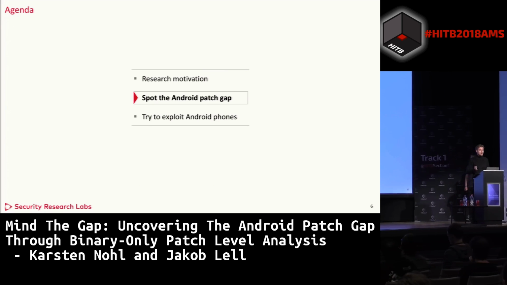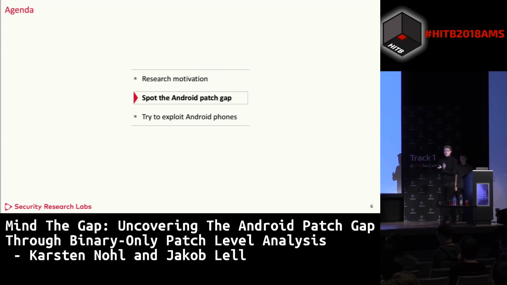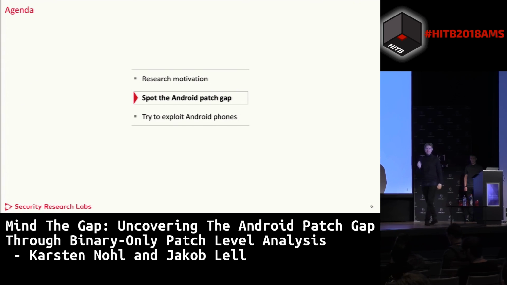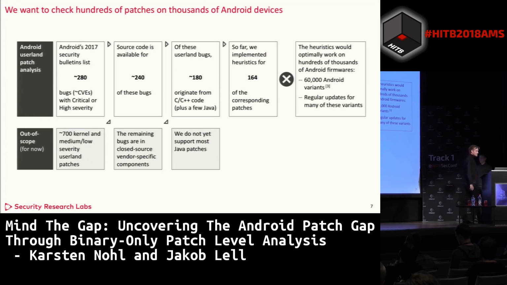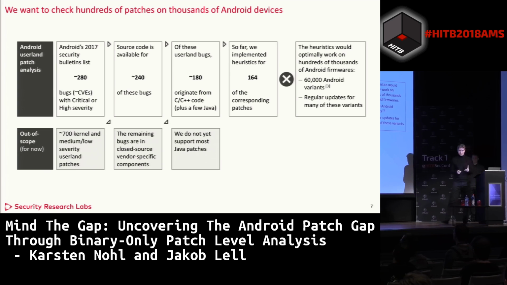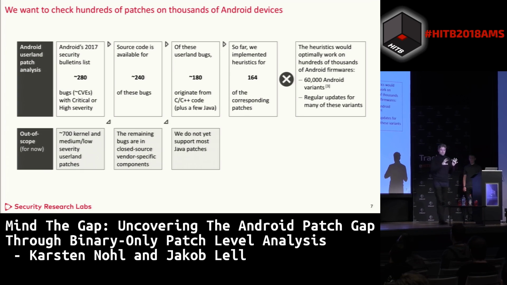So yeah, that clearly defines now why we did this research and what the research question is. Which patches are installed on a given Android phone? And this question needs to be asked hundreds of times because for Android, there's a bunch of different patches. So last year alone, there were about 1,000 security-relevant patches for Android. Some of them are for the Linux kernel, so let's exclude those for the moment. Some of them are marked as low or medium severity, so we're not going to look at those. But even in the bucket of high and critical patches, just on the user land, there's about 300. So that's a good place to start.